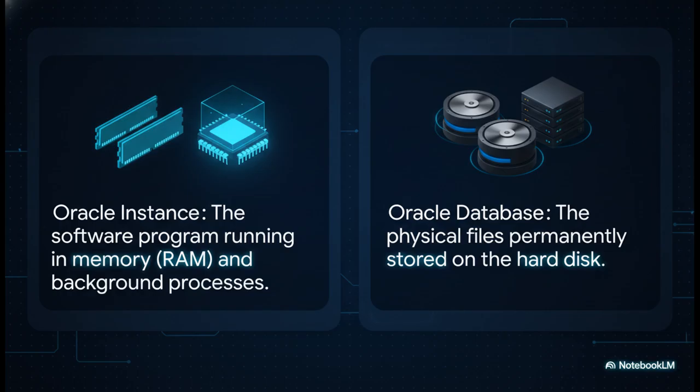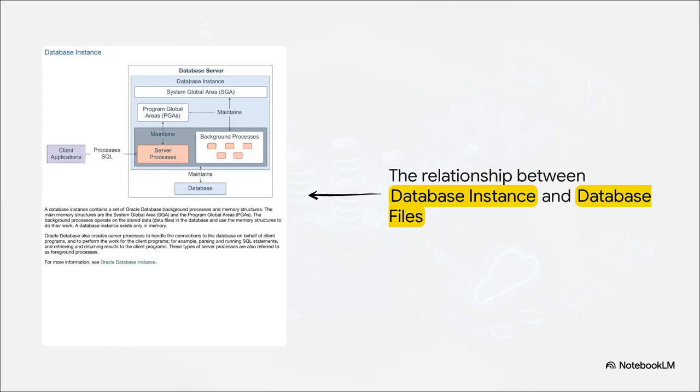It exists entirely in your computer's active memory, or RAM. The Oracle database, on the other hand, is like the actual Word document you saved. It represents the physical files permanently saved on your hard disk. Notice the relationship we're looking at here.